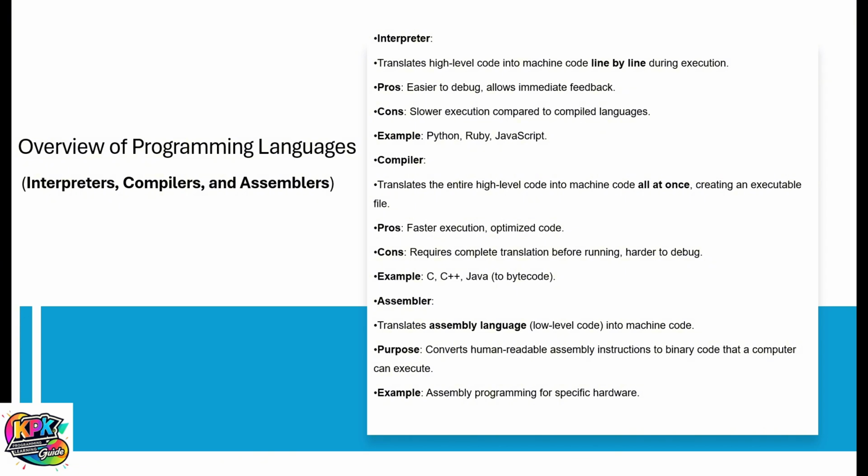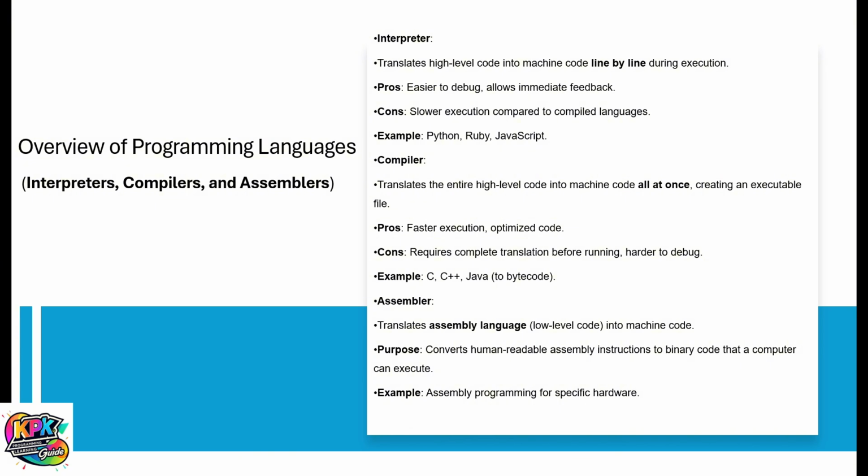Overview of programming languages. Again, this time I'm looking at interpreters, compilers, and assemblers. An interpreter translates high-level code into machine language line by line during execution. So an interpreter basically converts high-level languages into machine code, which can be understood by the computer. Examples of languages that use interpreters are Python, Ruby, and JavaScript. Interpreters are easier to debug, so they allow immediate feedback. The disadvantage is that they are slow in execution as compared to compilers.